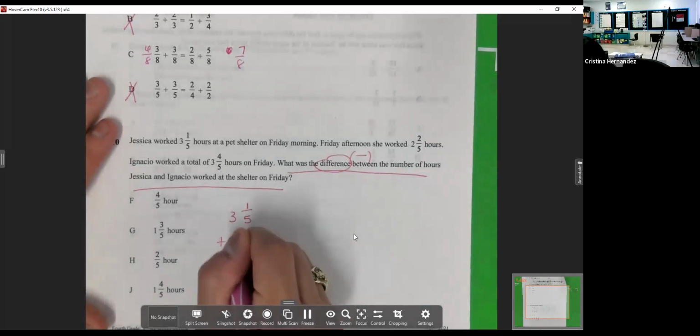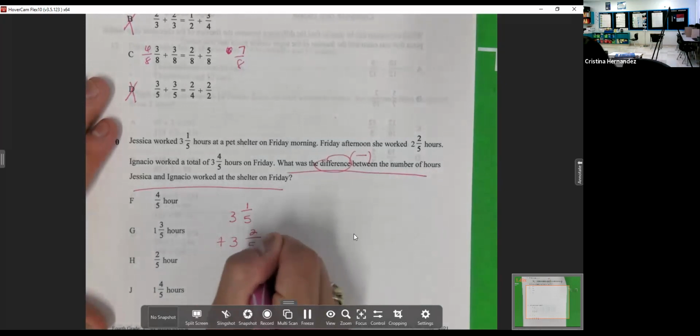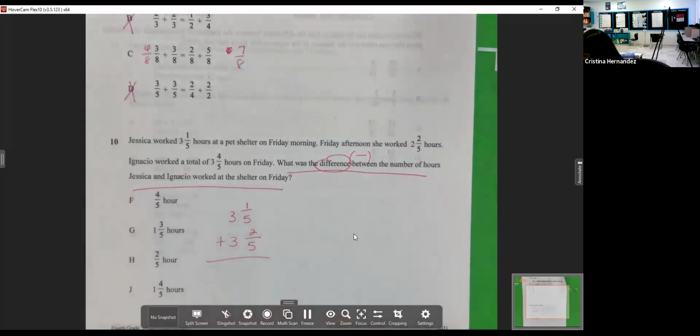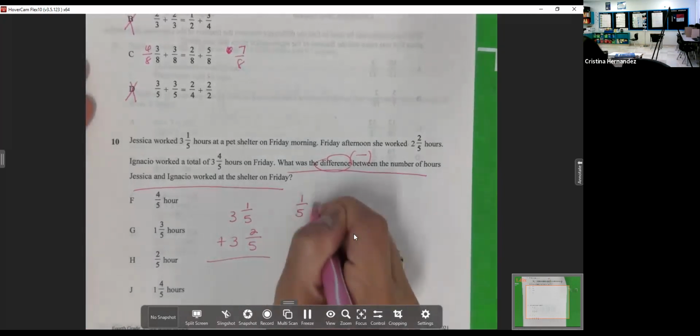Okay. But Jessica worked some in the morning and some in the afternoon. What do we have to do with those two numbers? If she worked some in the morning and some in the afternoon, what do we do to find her total? Add them. So let's add those, 3 1/5 plus 2 2/5. Oh, we can probably do it like this. If I add my fractions, 1/5 plus 2/5, what do I get?